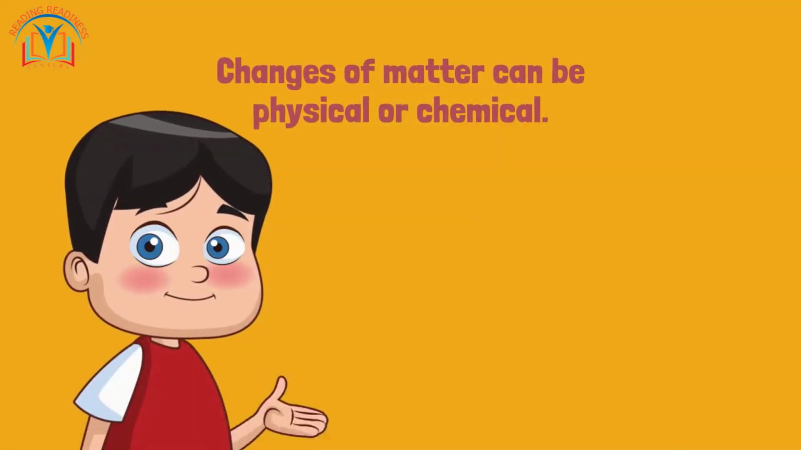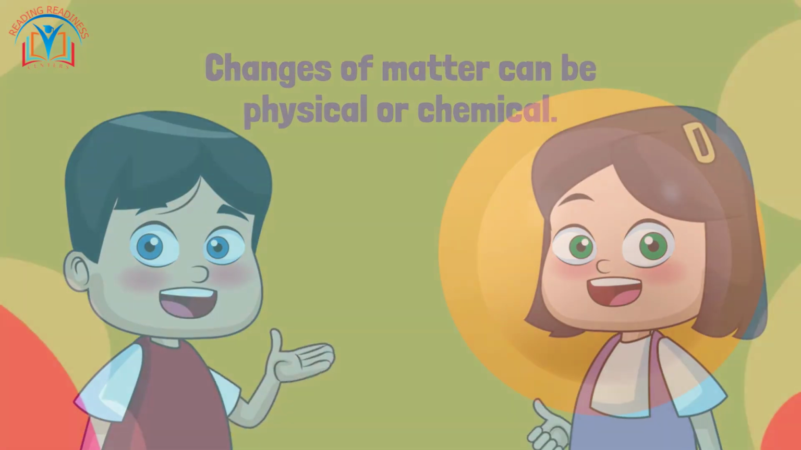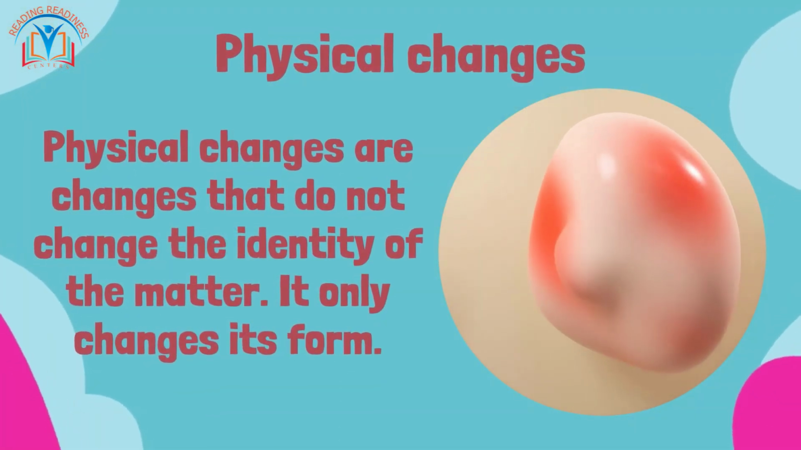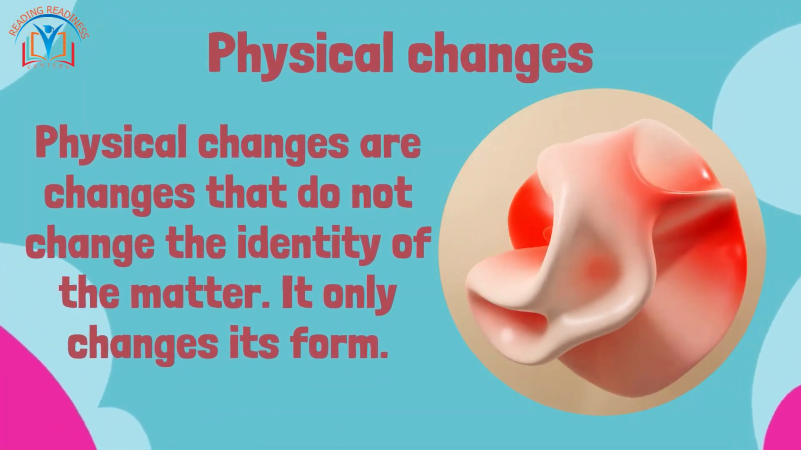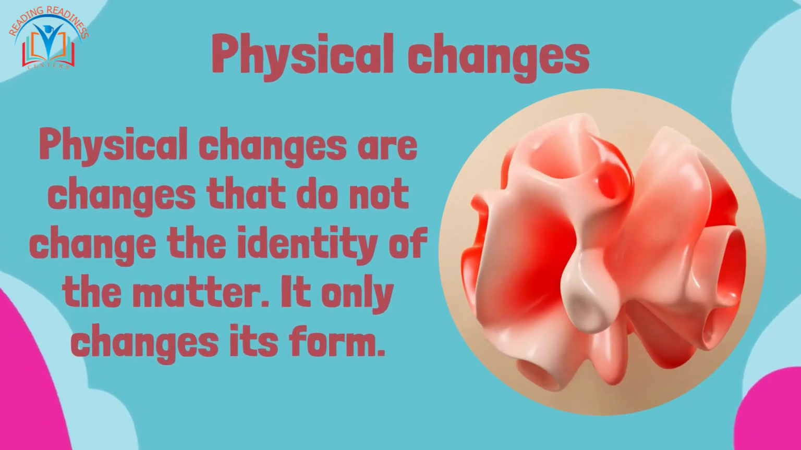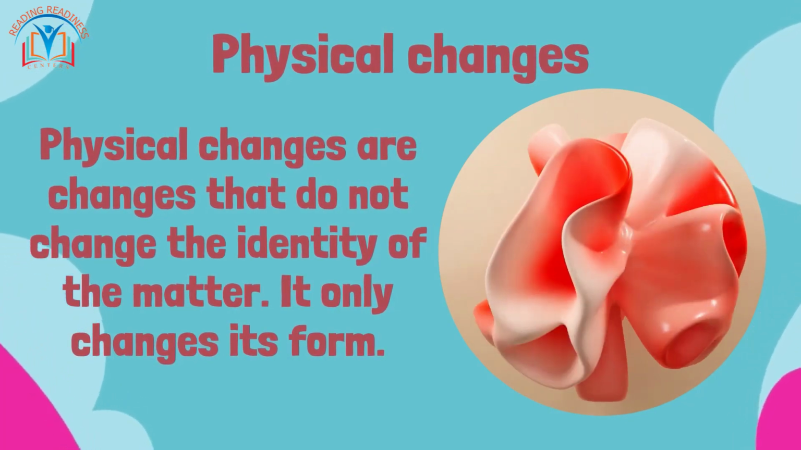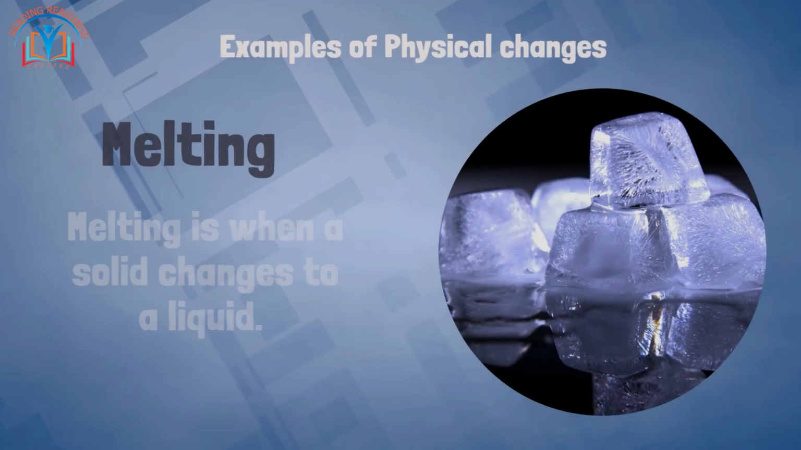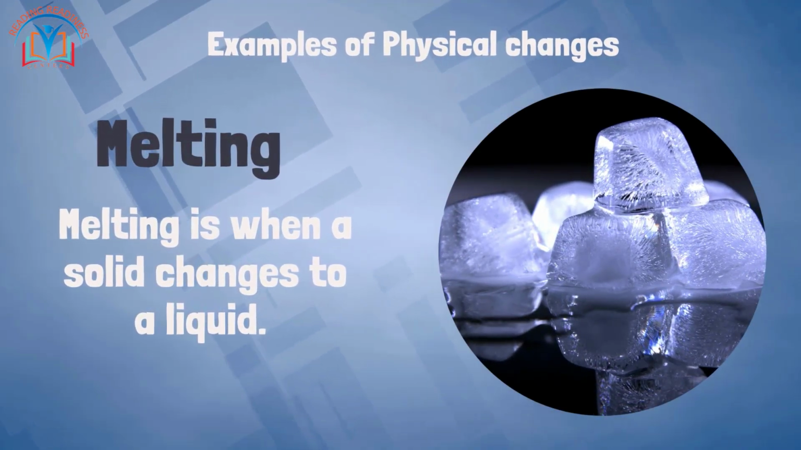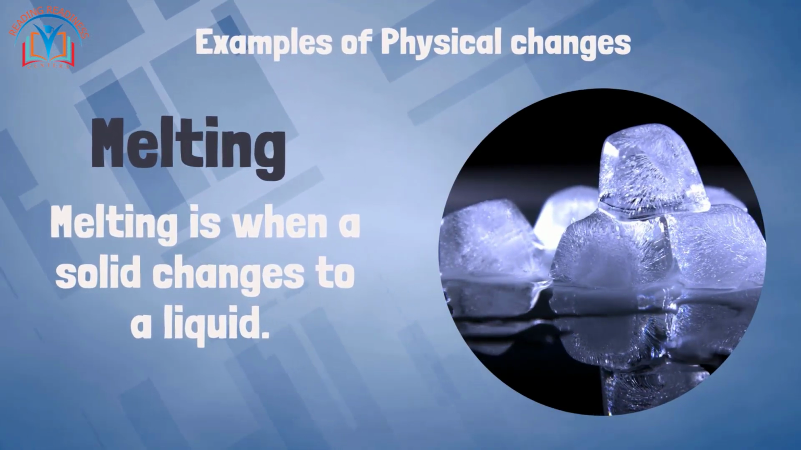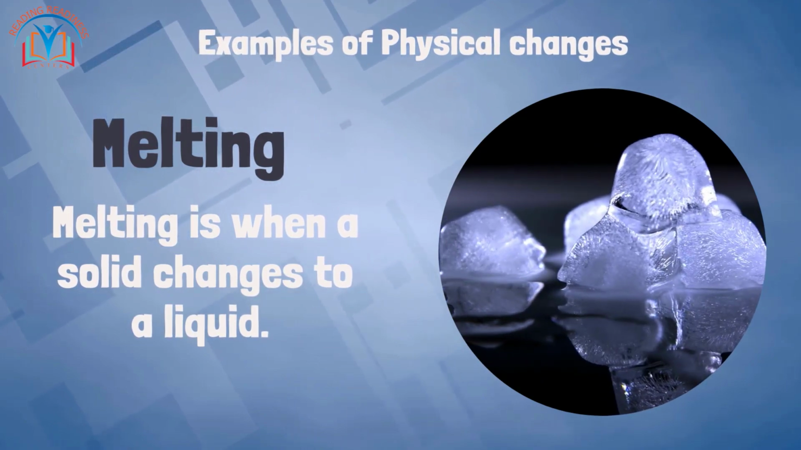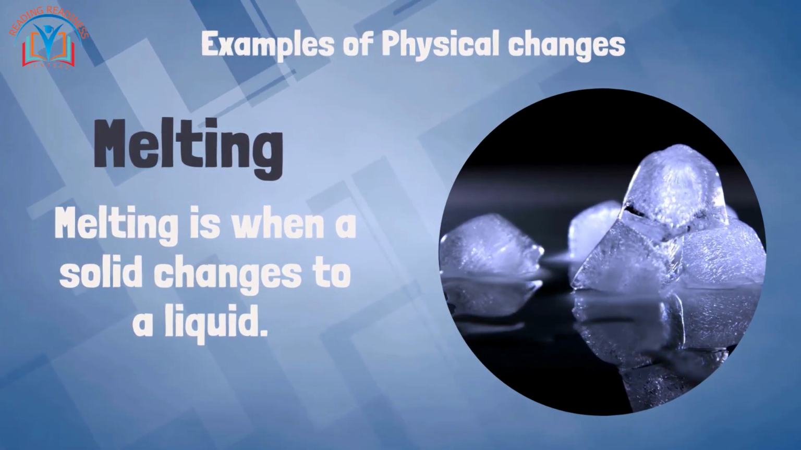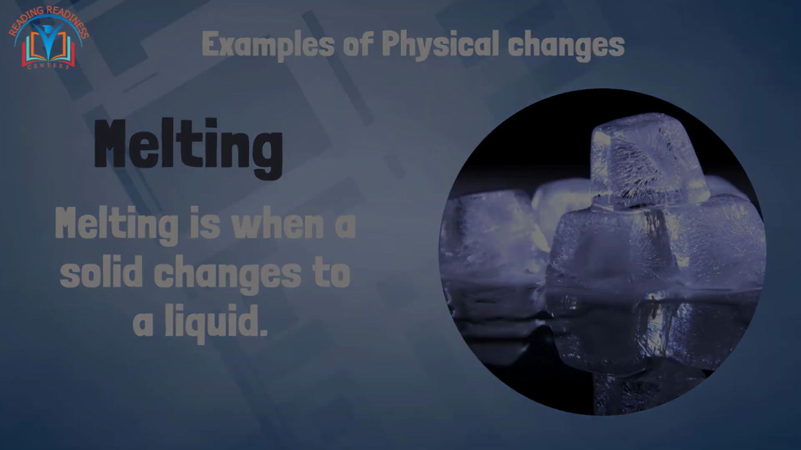Changes of matter can be physical or chemical. Physical changes. Physical changes are changes that do not change the identity of the matter. It only changes its form. Examples of physical changes. Melting. Melting is when a solid changes to a liquid. For example, ice melts into water.